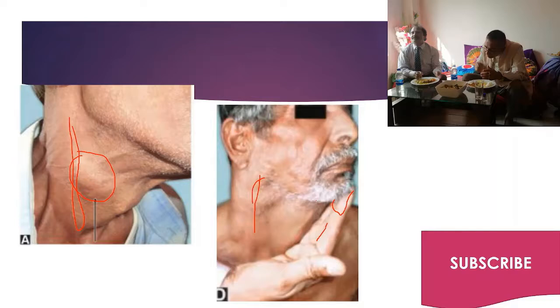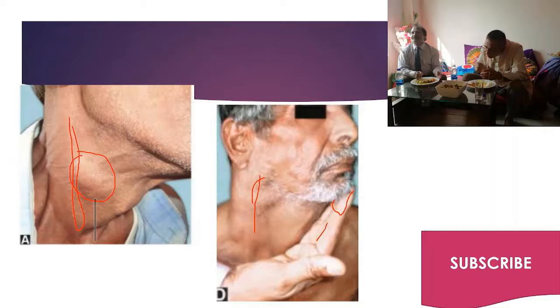If the swelling becomes more prominent, that means the swelling is not fixed to the sternocleidomastoid. But in the case of thyroid, it lies deep to the sternocleidomastoid. On contraction of the sternocleidomastoid muscle, the thyroid swelling will diminish, and when you assess the mobility or fixity, it will be less mobile.